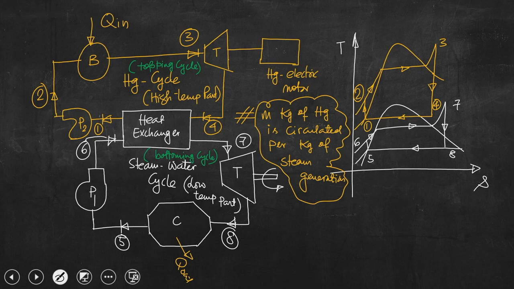So, the idea is this heat exchanger, which is also known as the HG condenser and steam boiler. This is the HG condenser for the HG cycle and the steam boiler for the steam cycle, and what we need to calculate is the amount of heat that is added to the water. We have discussed that heat lost by mercury is equal to the heat gained by the steam. So, from there we can calculate the amount of heat added to the steam water cycle.